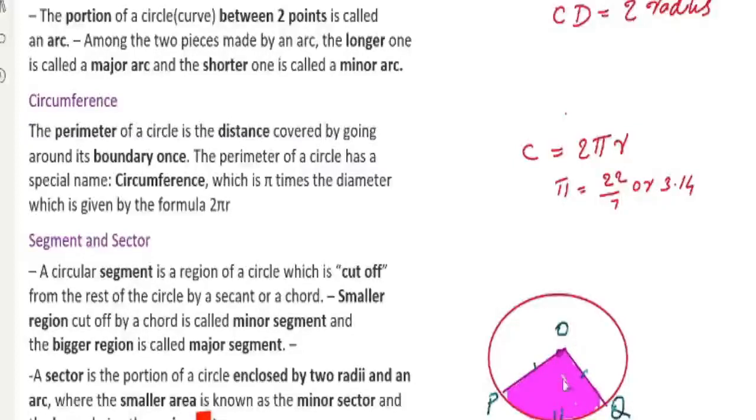So here we have two sectors, this one is the smaller one, and the other side is the bigger one. The bigger one we call the major sector and the smaller one we call the minor sector. So these are the different terms related to the circle.